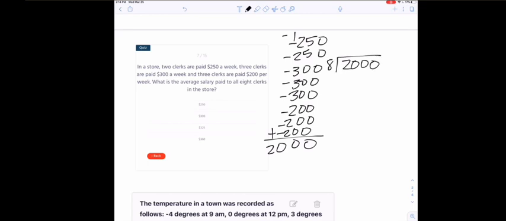8 goes into 20 2 times. 8 times 2 is 16. 20 minus 16 is 4. I bring down a 0. 8 goes into 40 5 times. 8 times 5 is 40. 40 minus 40 is 0. Bring down the 0. 8 goes into 0 0 times. 0 times 8 is 0. 0 minus 0 is 0. So my answer is $250. And there we go. Okay, let's keep going.